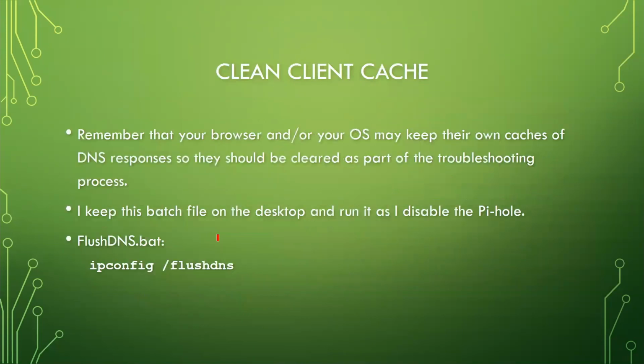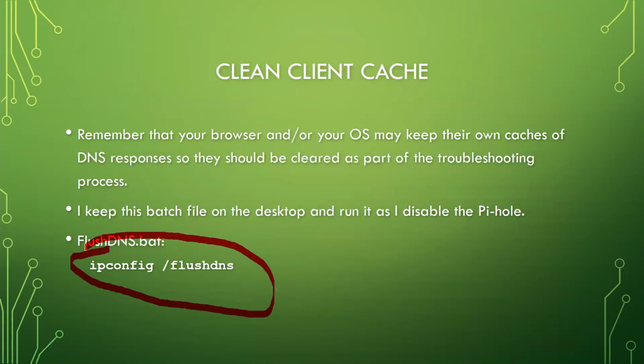All right, I mentioned that there's a cache in your browser. You'll need to probably clear that, or it'll continue to lie to you and say there's still a problem even though you turn the Pi-hole off. I keep a batch file which has only this one line in it on my Windows desktop. This is what Windows uses to clean out the DNS cache there, and if I'm troubleshooting, I need to do this so that the browser will then re-ask the OpenDNS server what it is.